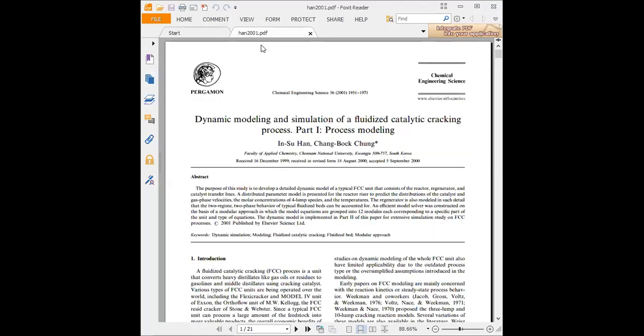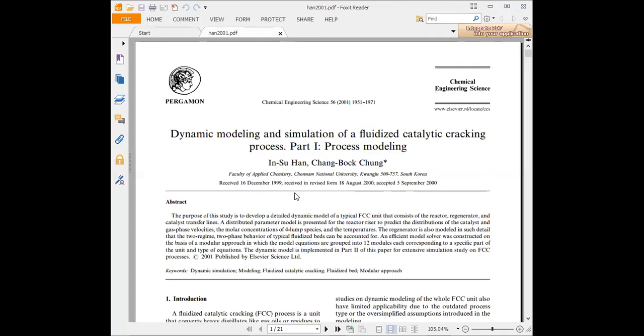Dynamic modeling and simulation of fluidized catalytic cracking process. Okay, so they are from the faculty of applied chemistry in South Korea, and they have developed a detailed dynamic model for a typical FCC unit. And very, very important, it consists of a reactor, regenerator, and catalyst transfer lines. You might have studied that.